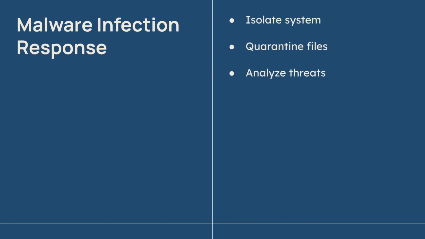In the event of a malware infection, the SIEM can detect the presence of malicious files or suspicious network connections. It can then trigger automated responses, such as isolating the infected system from the network, quarantining malicious files, and providing security teams with the necessary information to remediate the threat.